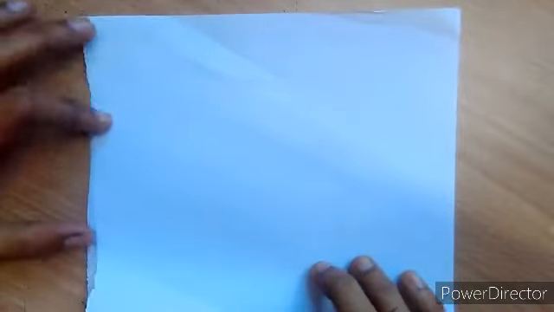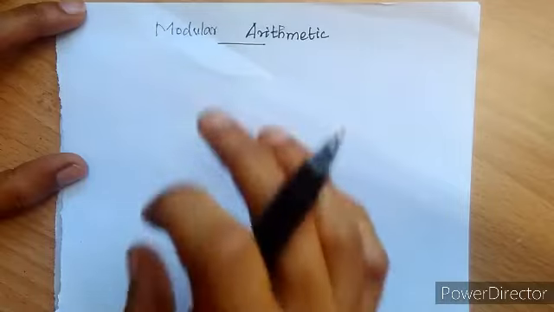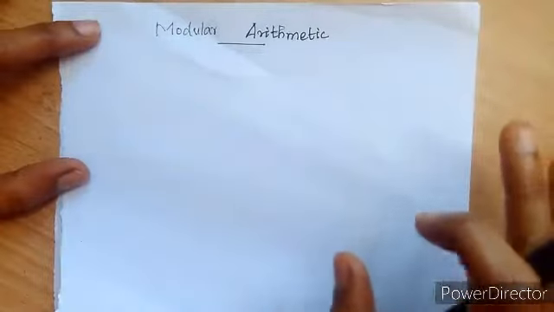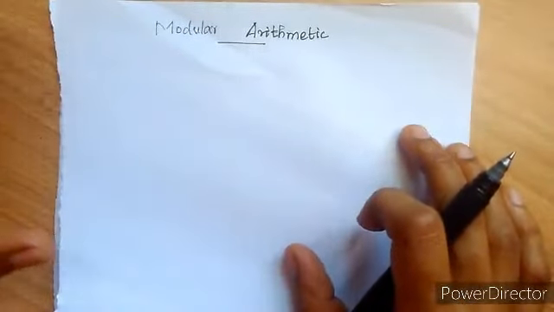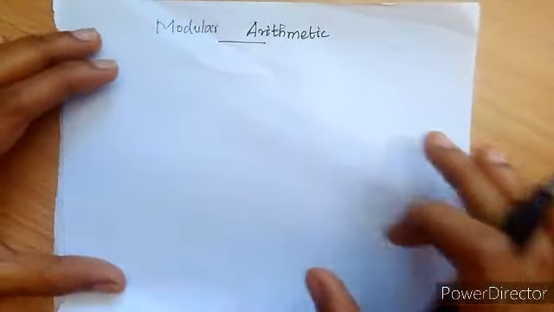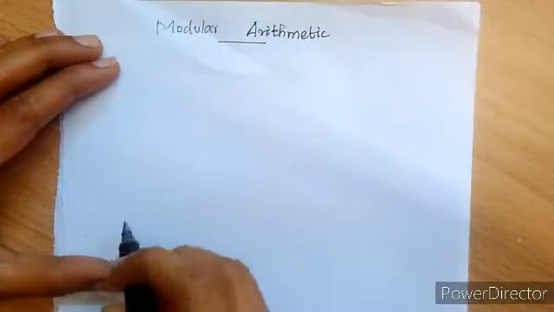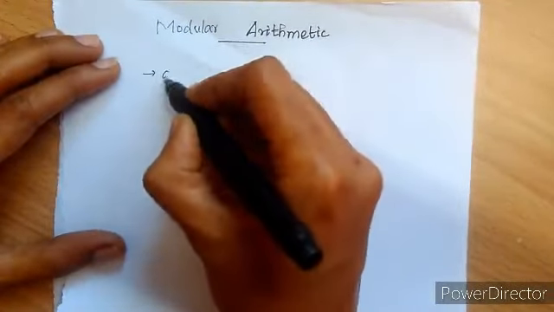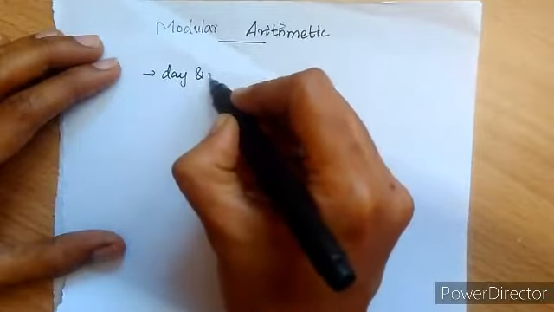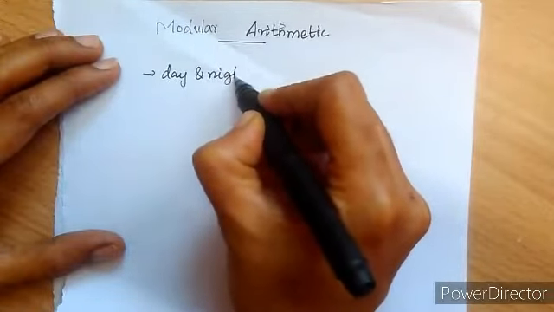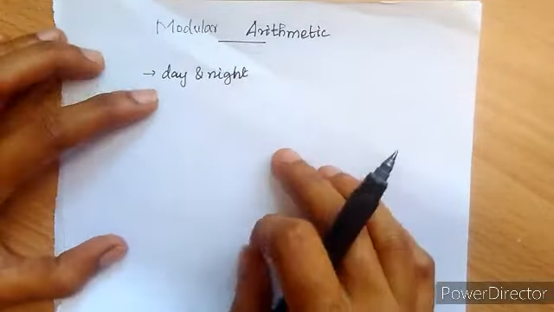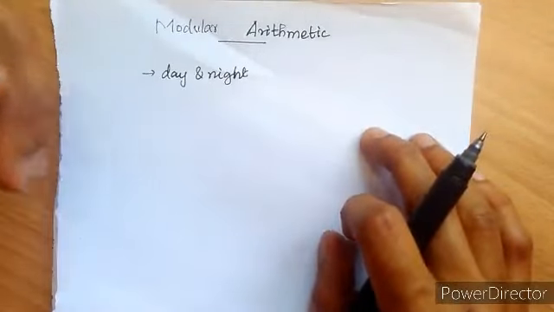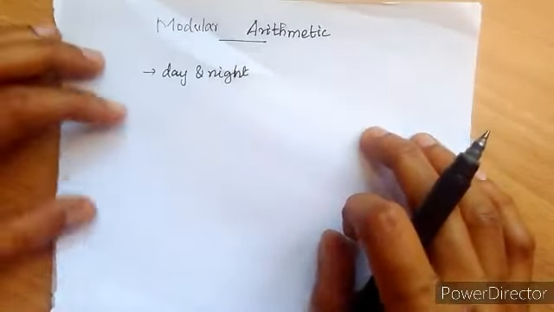Now let us study a new topic, that is modular arithmetic. Modular arithmetic is nothing but a division, but this division is done for repeated actions only. For example, day and night. This is a repeated action, isn't it? Cyclic actions. Day, night, it will come cyclically.